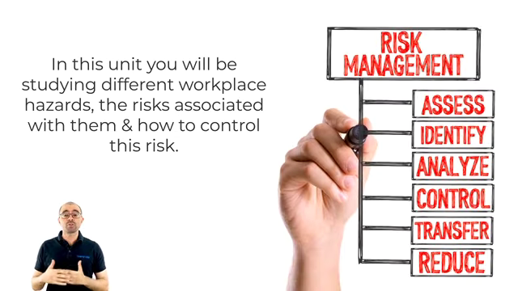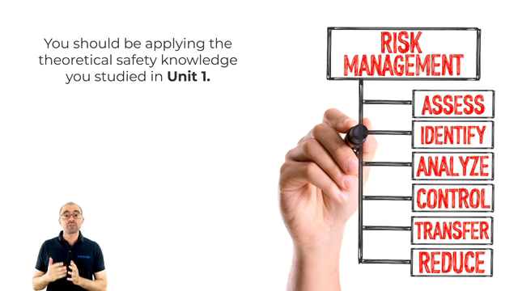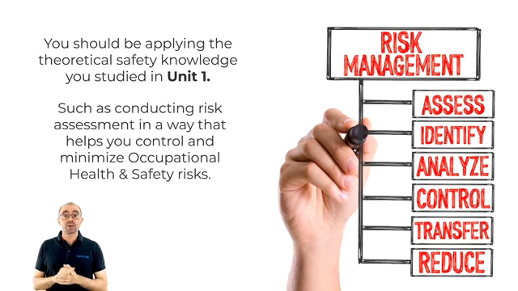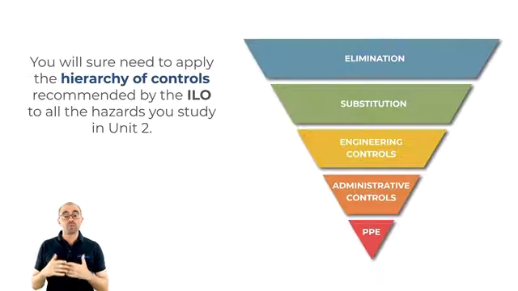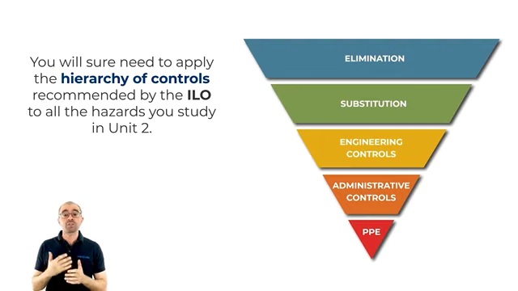In this unit, you will be studying different workplace hazards, the risks associated with them, and how to control this risk. You should be applying the theoretical safety knowledge you studied in Unit 1, such as risk assessment, in a way that helps you control and minimize occupational health and safety risks. You will need to apply the hierarchy of controls recommended by the International Labour Organization, or the ILO, to all the hazards you study in Unit 2.